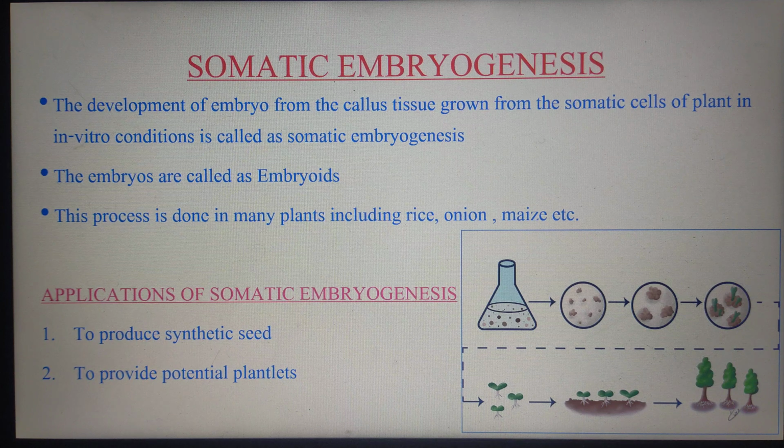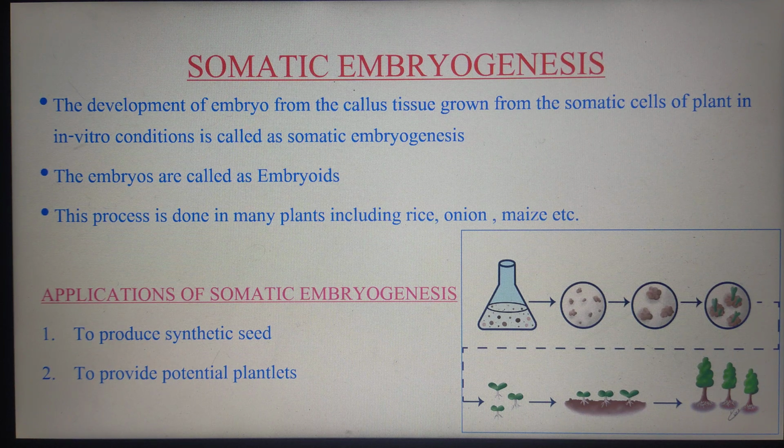So let us see the definition. The development of embryo from the callus tissue grown from the somatic cells of the plant in laboratory condition is what we call somatic embryogenesis, right? So this is very simple. Here, the embryos are grown from the callus tissue, whereas the callus is developed from the body cells. The body cells are already diploid in nature, 2n in condition. In the same way, if you develop the callus from the body cells, the callus cells are going to be diploid, and the new plantlet that is going to be developed from the callus is also going to be diploid, right?